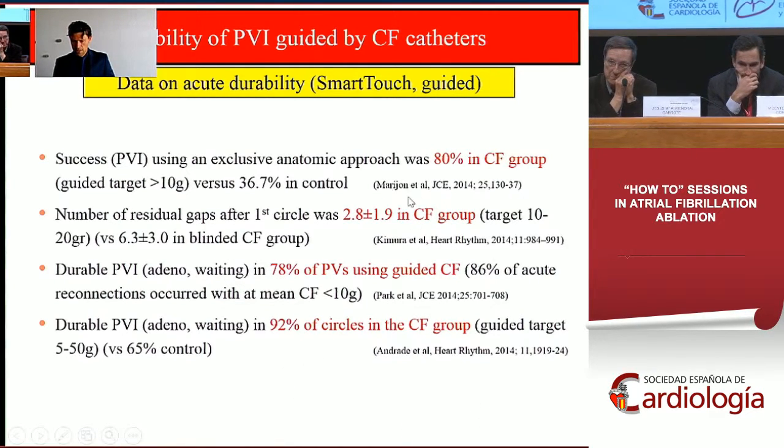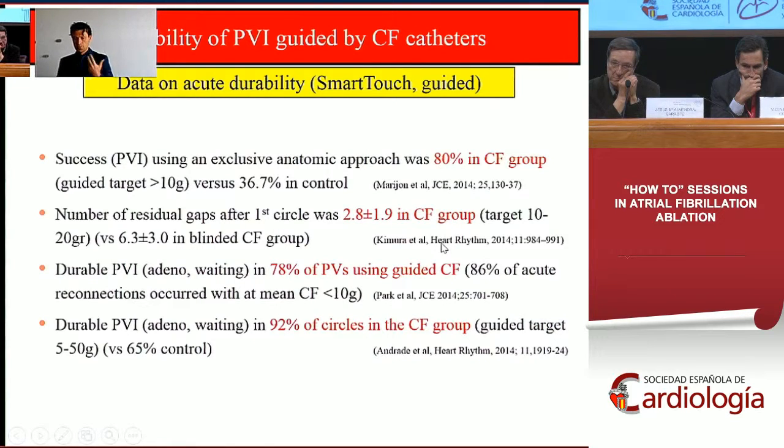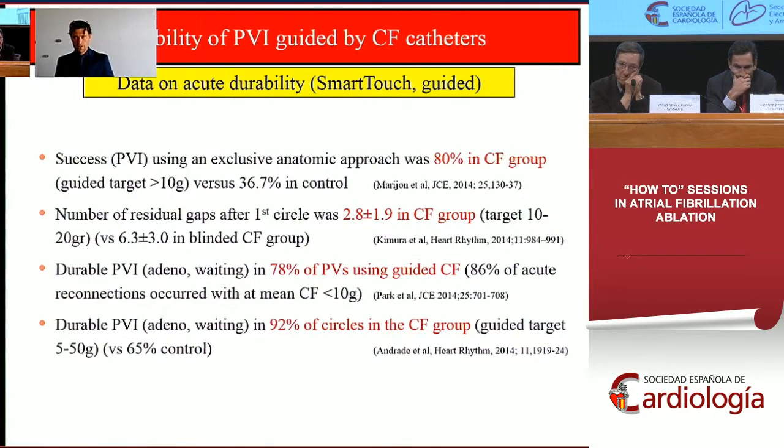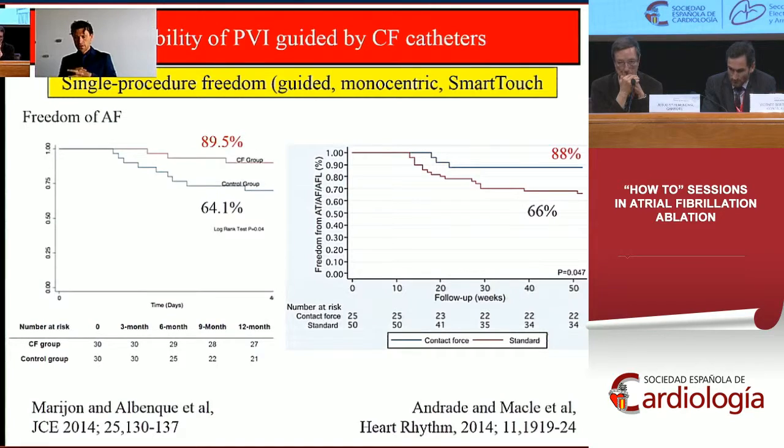I let you read the slides, you see the references, you will see that each of these studies shows that the acute procedural durability is increased with contact force catheters. And this acute durability again seems paralleled by what matters for the patient, which is freedom of atrial fibrillation. I show you a slide from the results from Toulouse, Canada, pretty consistent.